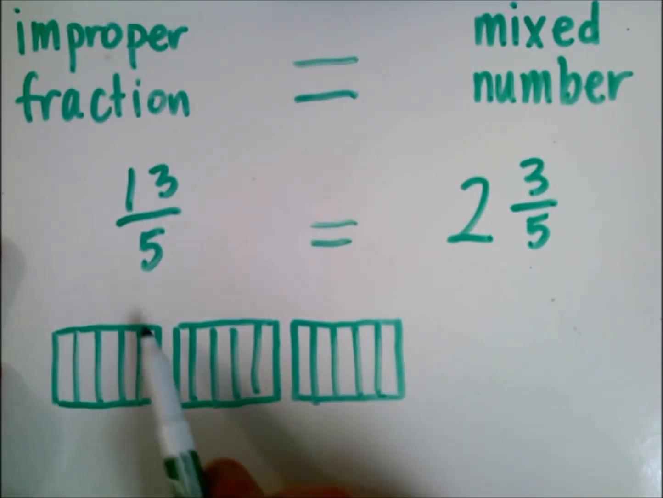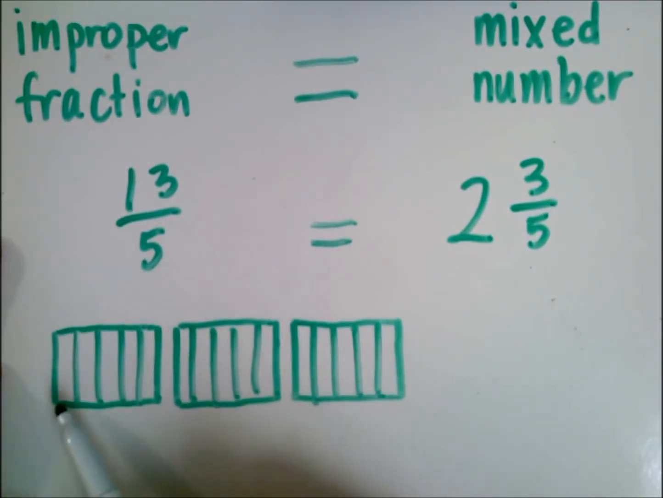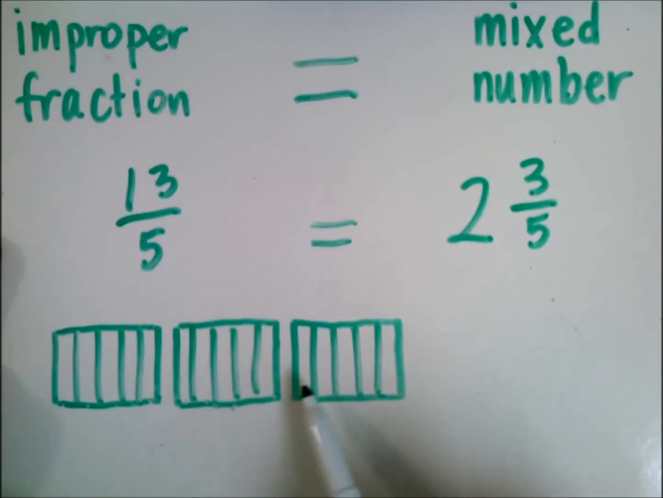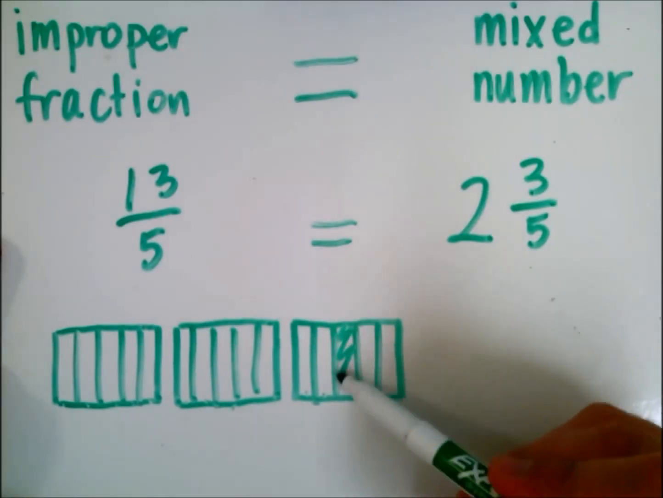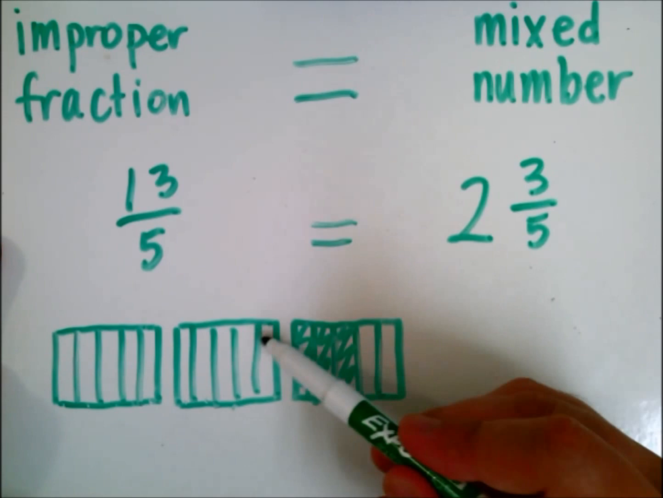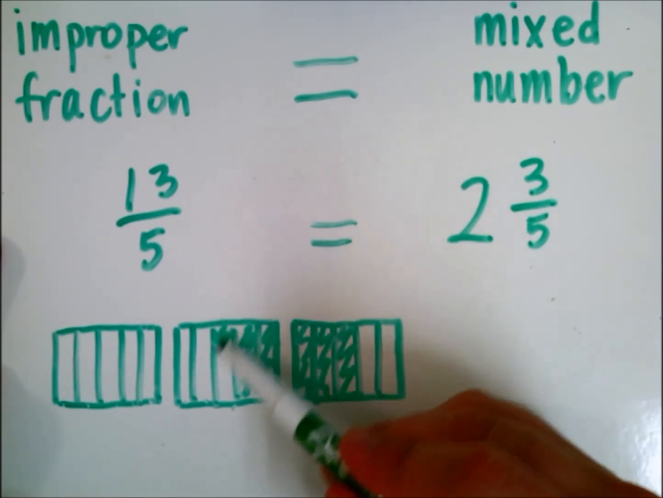Once again, if this was a whole, it would be 5/5, each of these being 1/5. So 1/5, 2/5, 3, 4, 5, 6, 7, 8, 9, 10, 11, 12, 13. So I'm going to shade from here to the left, showing 13/5.